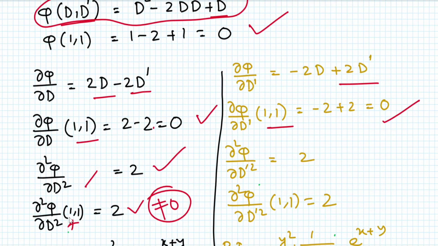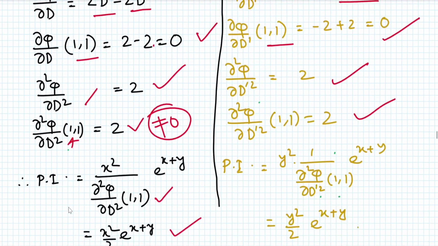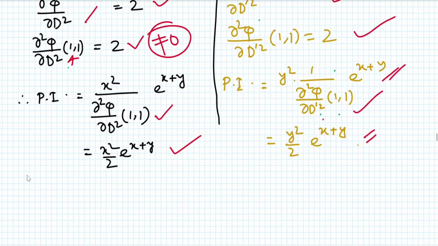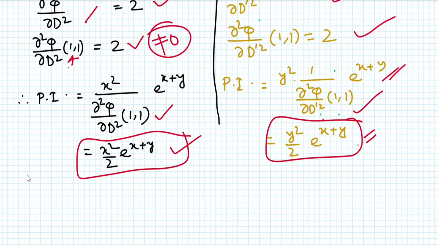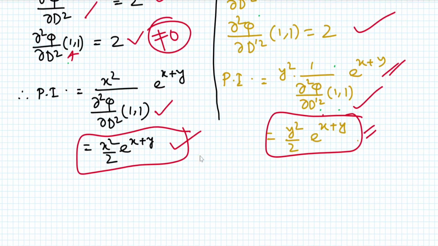So ∂²φ/∂D'² is equal to 2, and at the point (1,1) it is not equal to 0, that is 2, and the particular integral is equal to y² by ∂²φ/∂D'² at the point (1,1) of this function. So this gives y²/2 times e^(x+y). So these two are the possible particular integrals for the above partial differential equation.